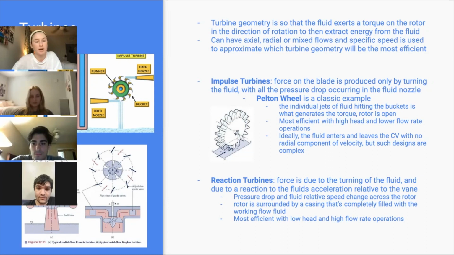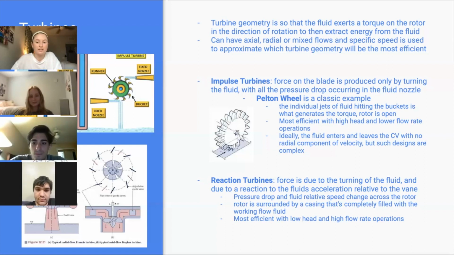There's two kinds of turbines, impulse and reaction turbines. Impulse turbines is when the force on the blade is produced only by the turning of the fluid, with all the pressure drop occurring in the fluid nozzle. So the Pelton wheel is just a classic example of this. I feel like we've all seen one of these, whether in our history books or in person.